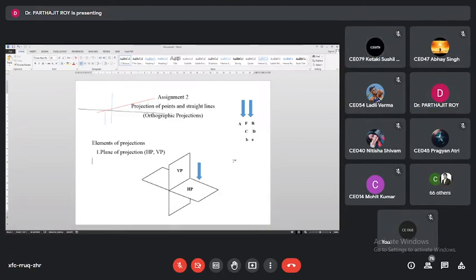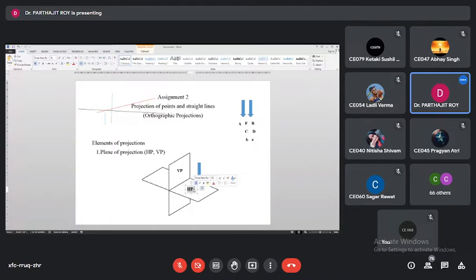Yes. Okay, so which space? Let me call this quadrant 1. So for quadrant 1, any position here is in front of the VP and above the HP. Yes or no? Are you getting me? Yes, sir.